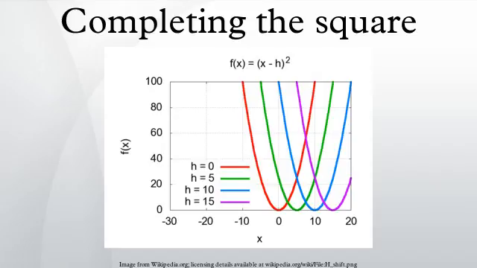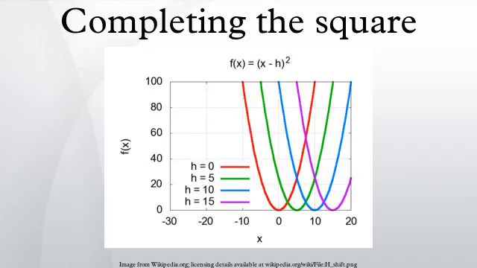One way to see this is to note that the graph of the function f(x) equals ax squared is a parabola whose vertex is at the origin. Therefore, the graph of the function f(x) equals a times (x minus h) squared is a parabola shifted to the right by h whose vertex is at, as shown in the top figure.